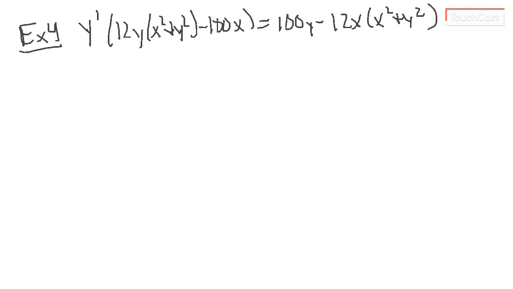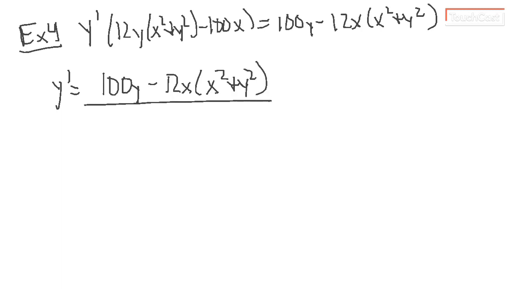Alright, now I'm going to solve for y prime, so I need to divide everything by what I have in the parentheses on the left side. So I'm going to end up with y prime equals 100y minus 12x times x squared plus y squared divided by 12y times x squared plus y squared minus 100x. And I do also notice that every term that's now on the right side of my equation is divisible by 4, so I can simplify it.